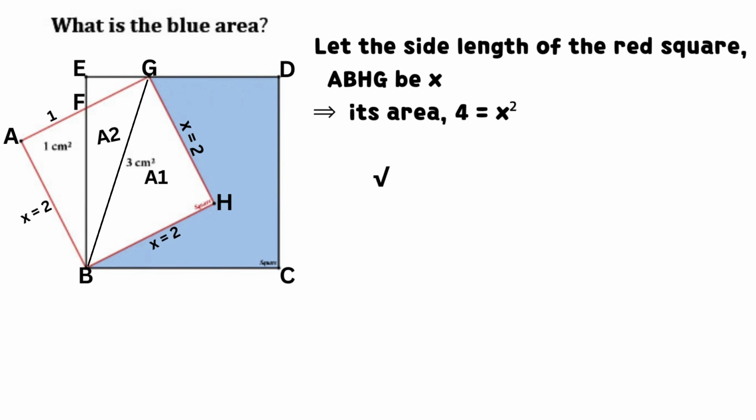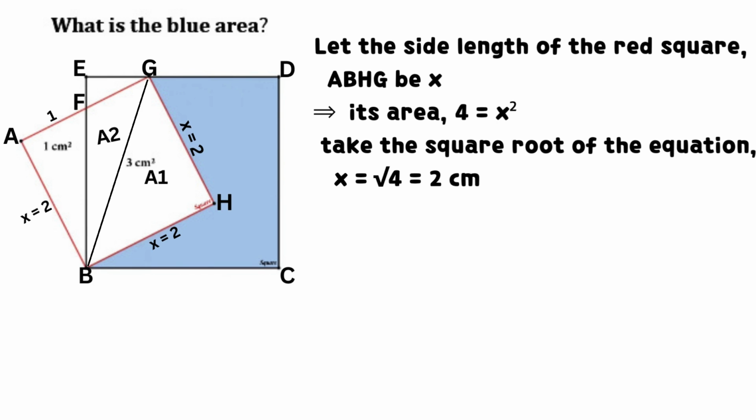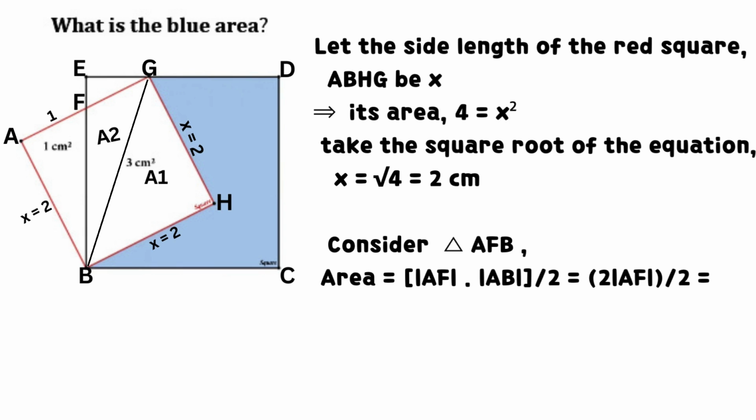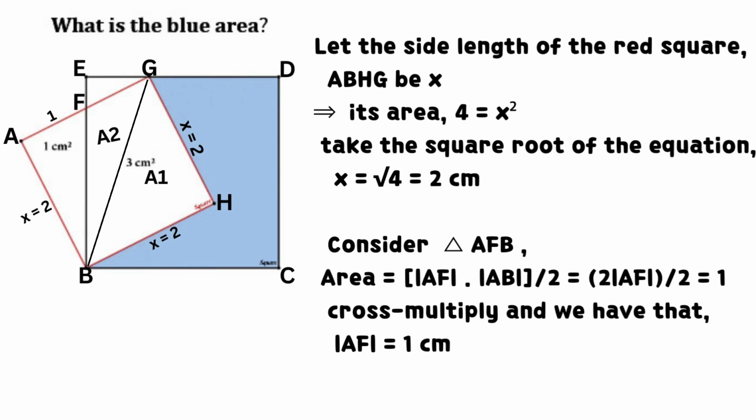Let the side length of the red square ABHG be equal to x. It implies that its area, 4, equals the square of x. Take the square root of the equation. X equals the square root of 4, which equals 2 centimeters. Consider triangle AFB. Area equals half the product of line AF and line AB, which equals 1 centimeter. After substitution and simplification of values, cross-multiply and we have that line AF equals 1 centimeter.